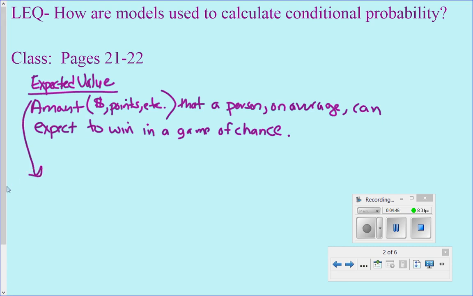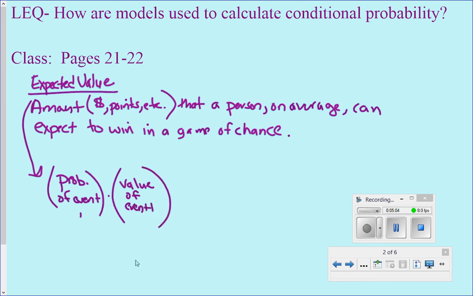So how we find it is we take the probability of an event. So I'll just say event 1. And we multiply that by the value of that event. So the value of event 1. And then I just keep doing that. So I'm going to take the next event, the probability, and I'll just call it event 2. And I'm going to multiply that by the value of event 2.